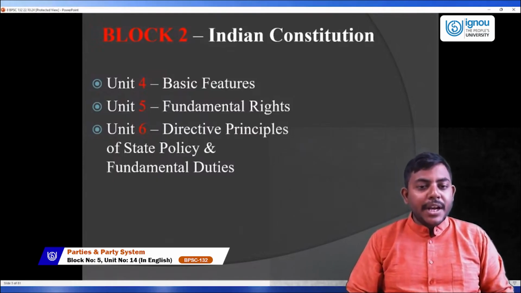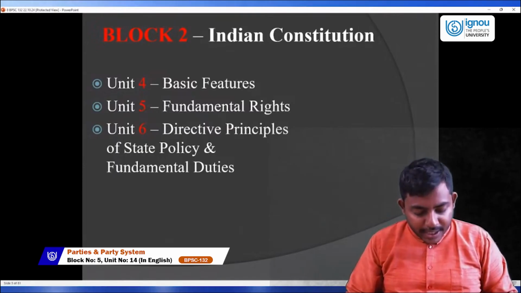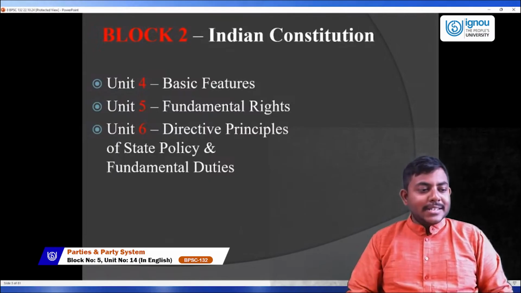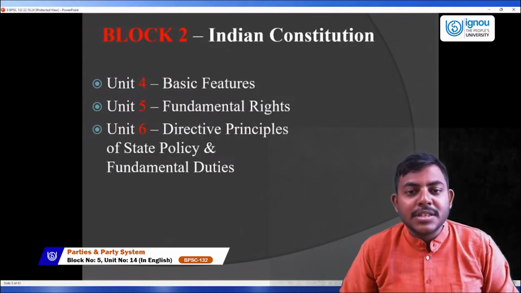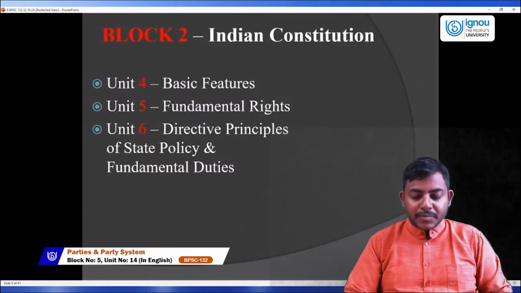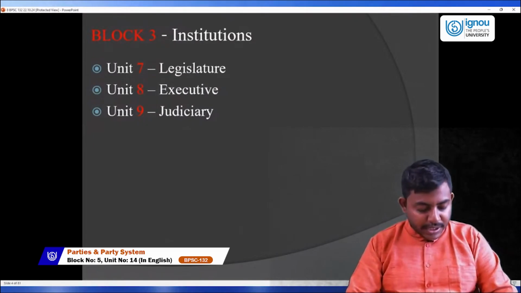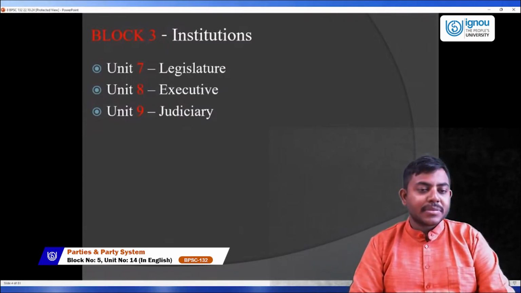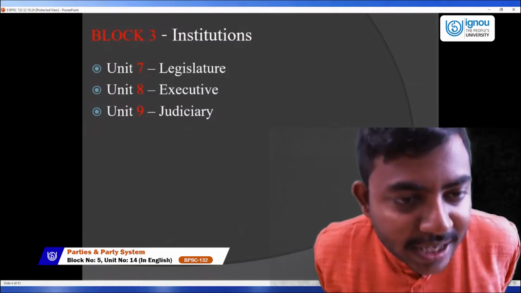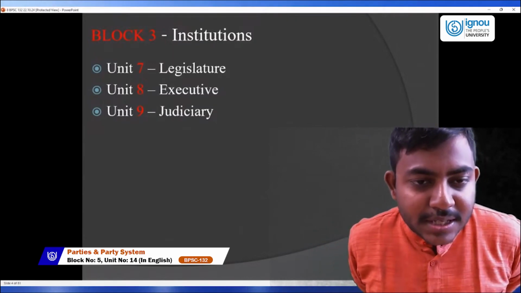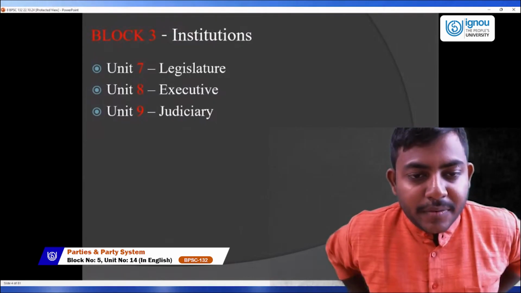Unit 4 pertaining to the basic features of the Constitution of India. Unit 5, which was pertaining to the fundamental rights, and unit 6, which was related to the directive principles of state policy and fundamental duties. Moving on, we have also discussed the third block of this paper, which was pertaining to the institutions present in our democratic setup, namely the legislature, the executive, and the judiciary. So these are the 3 institutions that we have discussed.